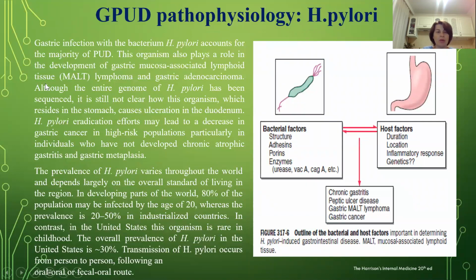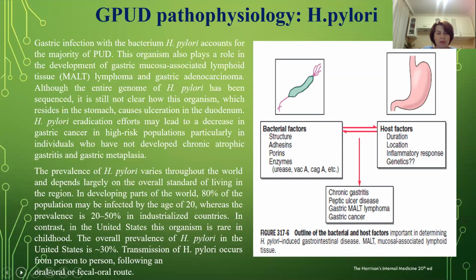Gastric infection with the bacterium Helicobacter pylori, as is well known, accounts for the majority of peptic ulcer disease, gastric or duodenal. This organism also plays a role in the development of gastric mucosa-associated lymphoid tissue lymphoma and gastric adenocarcinoma. You should remember that the presence of Helicobacter pylori is a risk factor for gastric cancer. Also, the entire genome of Helicobacter pylori has been sequenced. It's still not clear how this organism, which resides in the stomach, can cause ulceration in the duodenum. Bacterial eradication efforts may lead to a decrease of gastric cancer in high-risk populations.